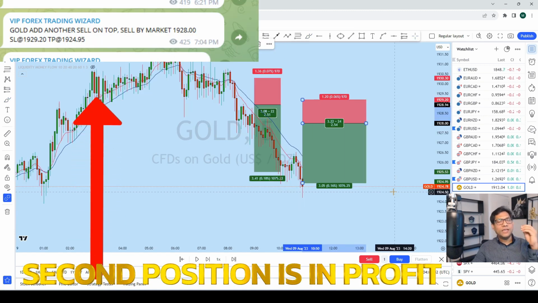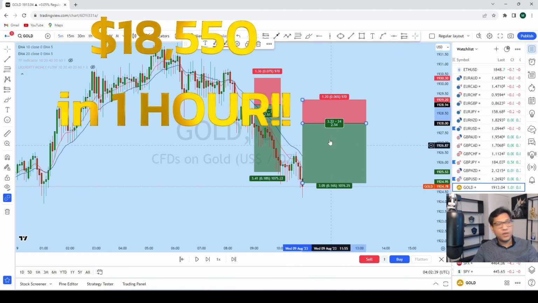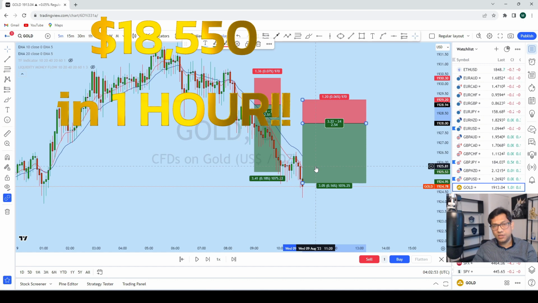As you can see, as soon as we added the second position, the price went straight to the profit target. From both of these trades, in just a matter of an hour, we made a massive 5%, which in my account is around $18,550.